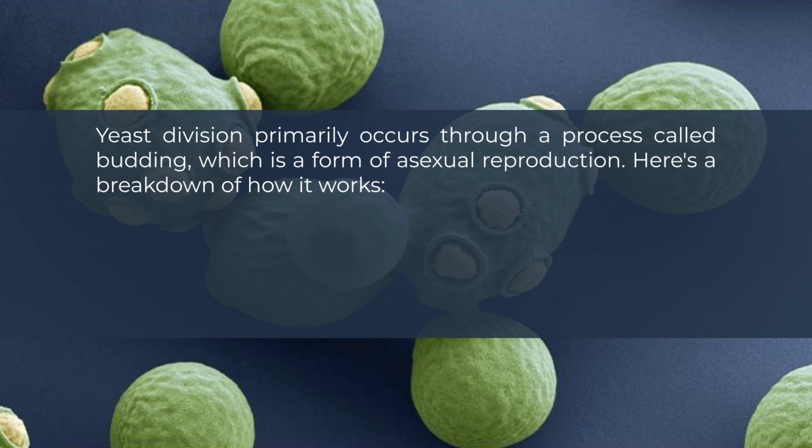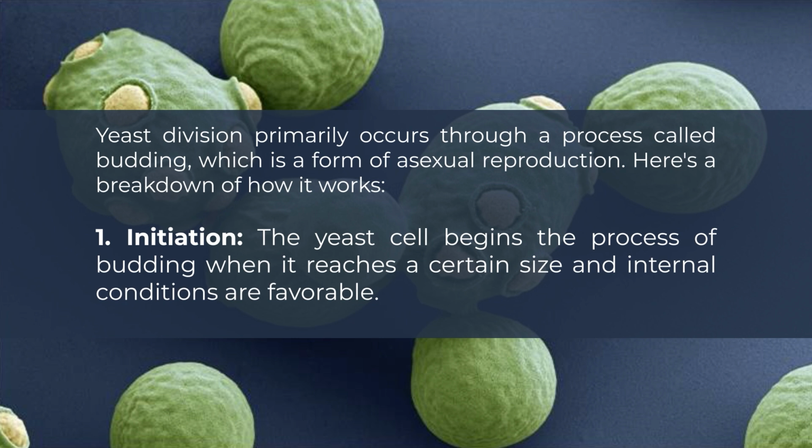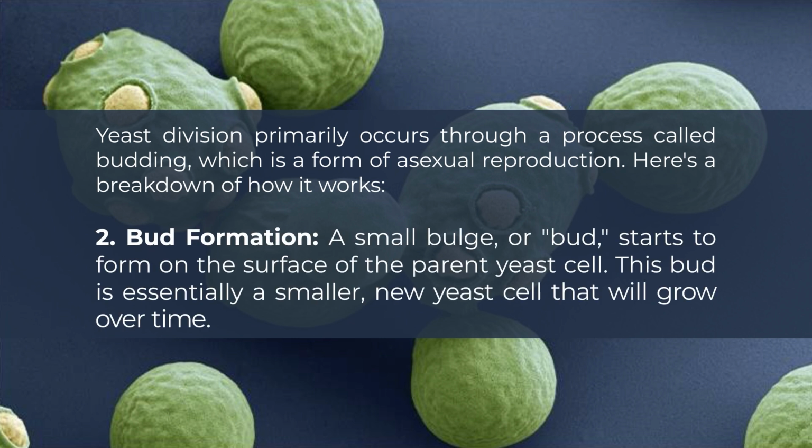Yeast division primarily occurs through a process called budding, which is a form of asexual reproduction. Here is the breakdown of how this budding works. It starts with the initiation, where the yeast cell begins the process of budding when it reaches a certain size and the internal conditions are favorable. Then the bud formation: a small bulge or bud starts to form on the surface of the parent yeast cell. This bud is essentially a smaller new yeast cell that will grow over time.